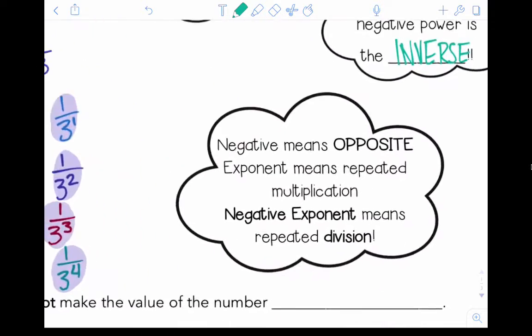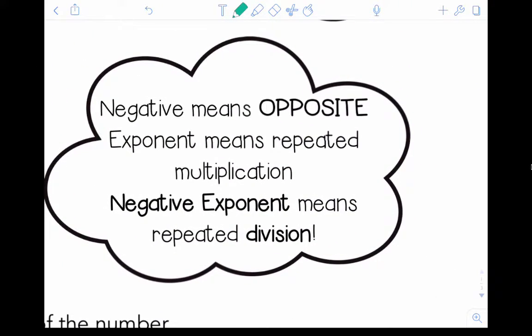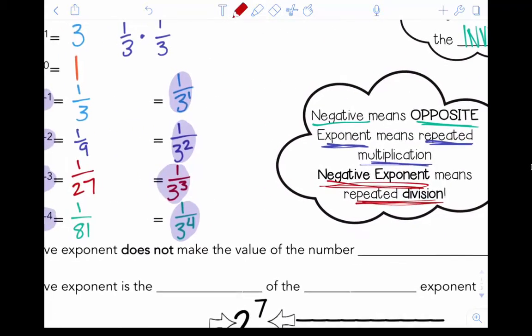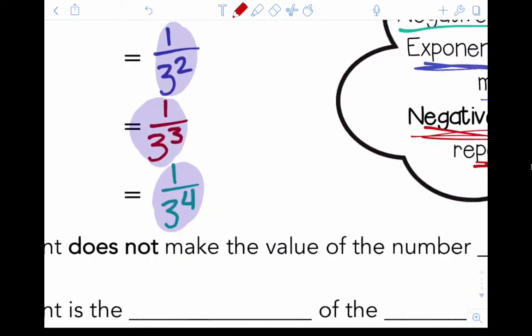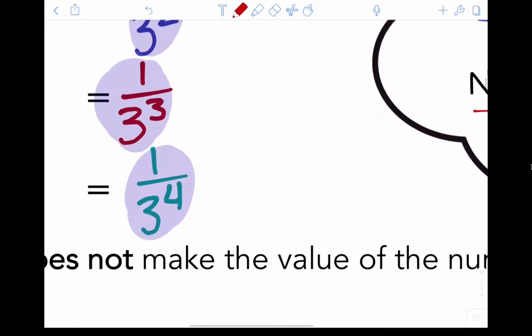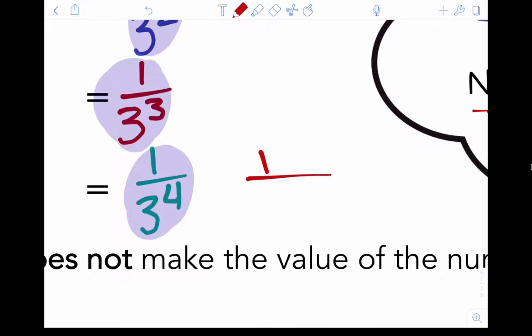Another way to think about this, and this might work for some of you and maybe not as much for others, is that negative means opposite, right? Negative means opposite. And then we know that exponent means repeated multiplication. So if we put those two things together, a negative exponent would be the opposite of repeated multiplication, so it's repeated division. So if I look over here, a fraction is the same as division, so 1 over 3 to the fourth is actually 1 over 3 times 3 times 3 times 3. That's repeated division.